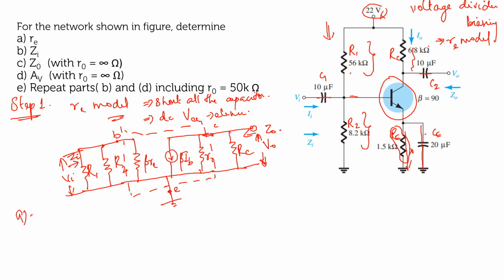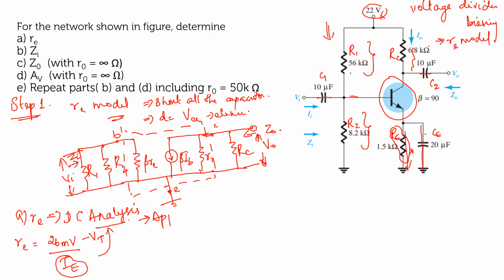So for example, in order to calculate the first value RE, you have to do the DC analysis. So you have to go back to your DC analysis of your voltage divider biasing. So you know what is the formula for RE? RE is equal to 26 millivolt divided by IE, right? So what is this 26 millivolt? VT. Now if you want to calculate this IE, you have to do the DC analysis. So we can actually do the approximate analysis.